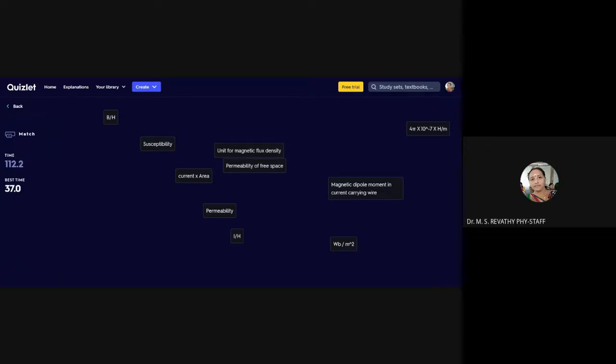We'll give the next chance to SK Wahid. Now select one pair and we'll check whether it matches. Unit for magnetic flux density. Tell me the unit, whether it is on the screen. Magnetic dipole moment in current carrying wire. Only choose two things so that it pairs easily. So you have chosen unit for magnetic flux density. Which one do I have to match now? Hope all the terms on the screen are familiar to you. Where to match this one? You just think a little bit.